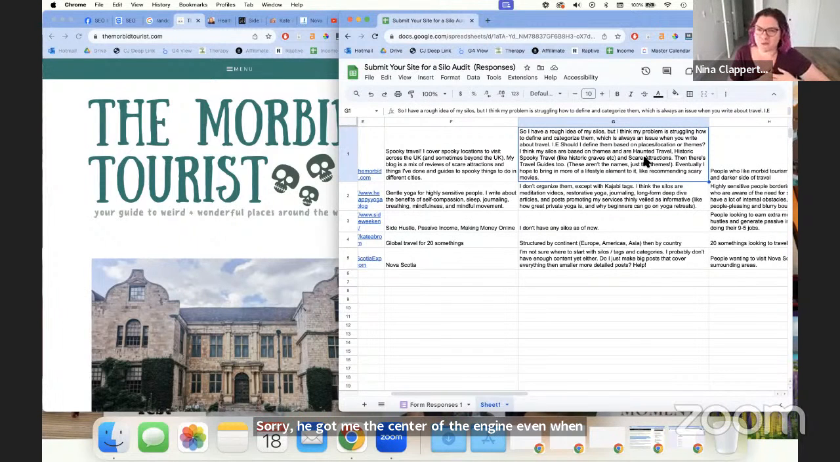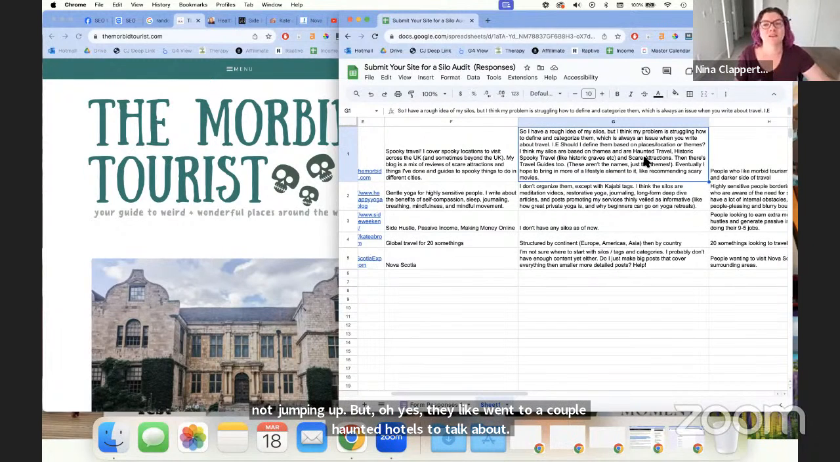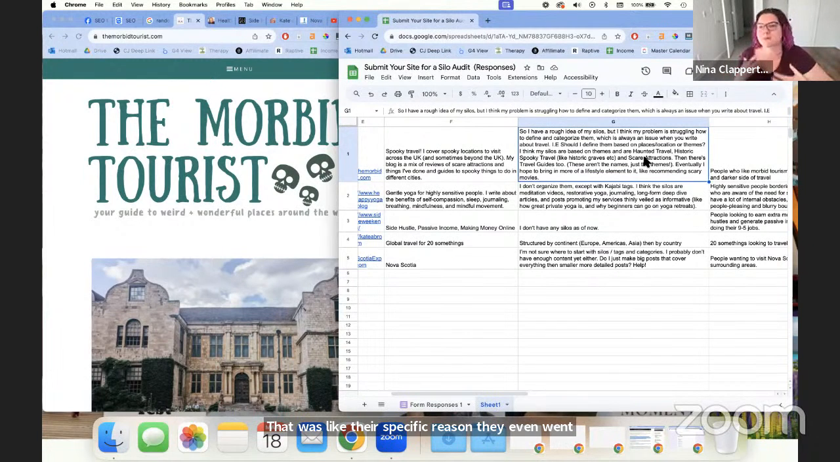Oh yeah, so they went to a couple of haunted hotels to talk about it. That was their specific reason for even going there. And I know in the UK as well, day trips and weekend trips are a lot easier. So for you, that might honestly make more sense.